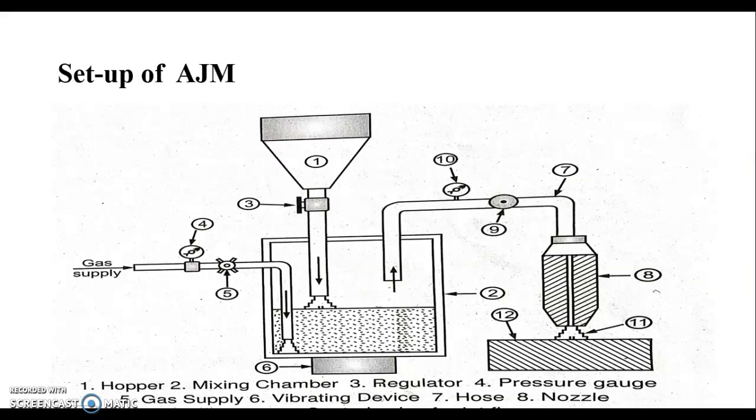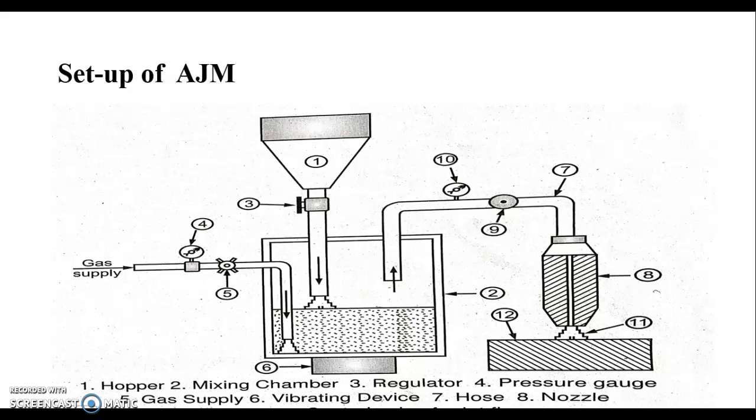Next, this is the setup diagram of abrasive jet machining. It consists of hopper, mixing chamber, regulator, pressure gauge, then gas supply unit, vibrating device, hose, nozzle, regulator control valve for jet flow, then pressure gauge, abrasive jet, workpiece. So in a typical setup of abrasive jet as shown in figure, the abrasive particles are held in the hopper through which it is fed into the mixing chamber.